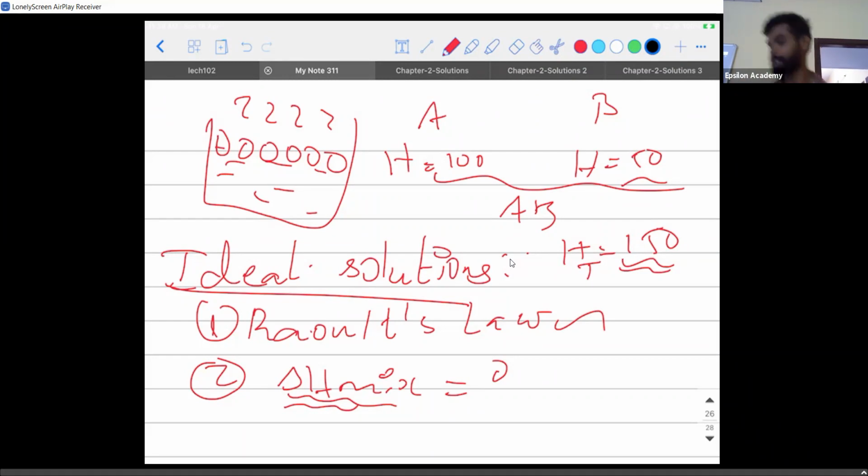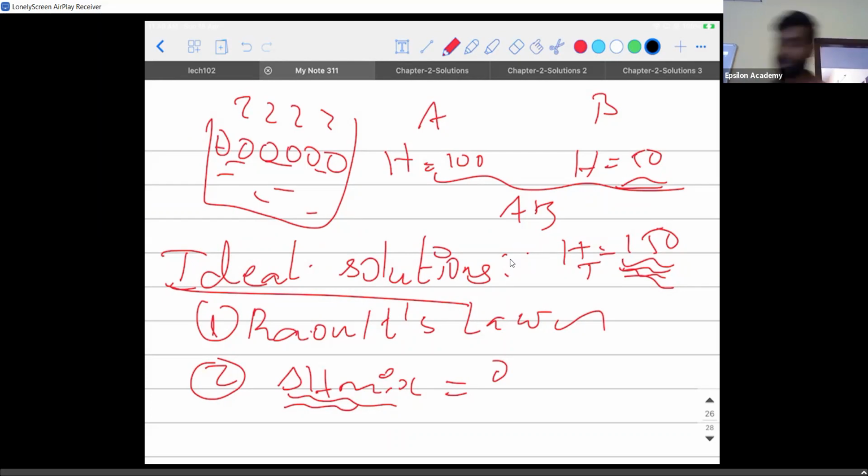Again I repeat. After mixing, 150. Before mixing, individually they are there, 100 plus 50 will become 150. So if I take the subtraction, you will be getting 0. If you are not getting this, if you are getting some other value, say 140 or 160, then it is not an ideal solution.